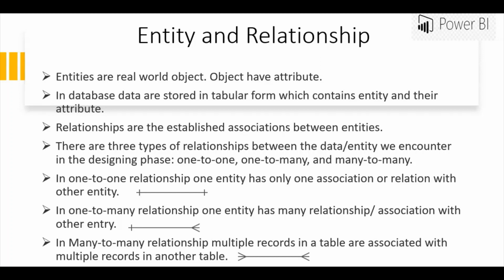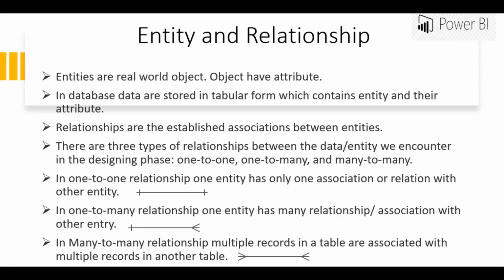For example, one postal code can belong to many people. One and many. One person can have multiple cars. One and many.